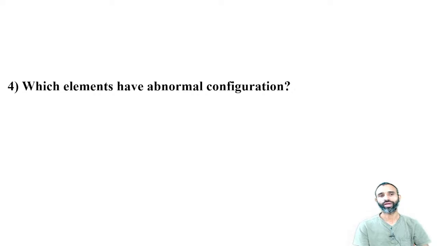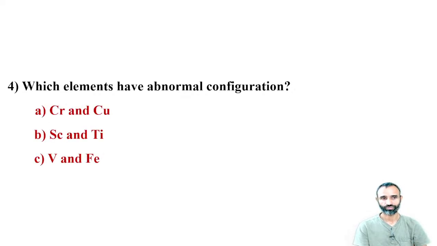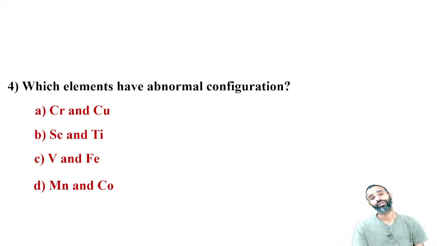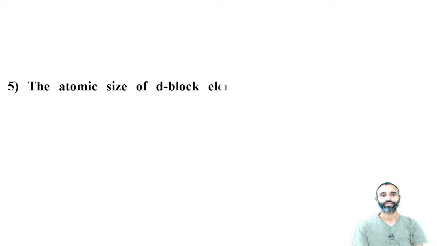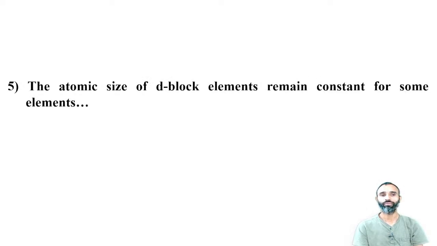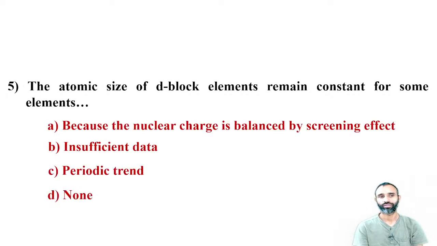Which elements have abnormal configuration? It is obviously chromium and copper. Okay, 3d5 4s1 and 3d10 4s1. Yes. Atomic size of d block elements remains constant for some elements.